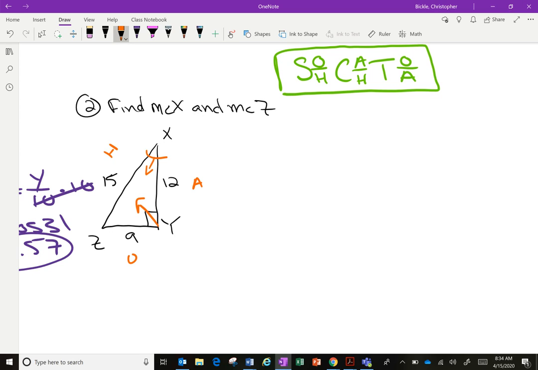So sometimes I like to almost act like one of these sides isn't here. I'm going to erase this in just a minute. But sometimes I would even go, okay, that 12 doesn't exist. Don't even think about that. We've got 9 and 15. So let's look at the inverse sine of 9 over 15 and see what we get.